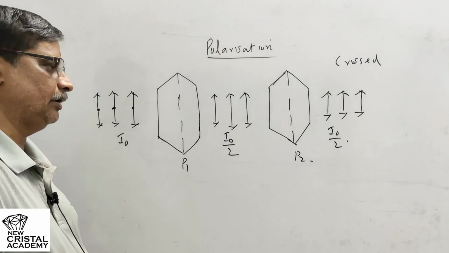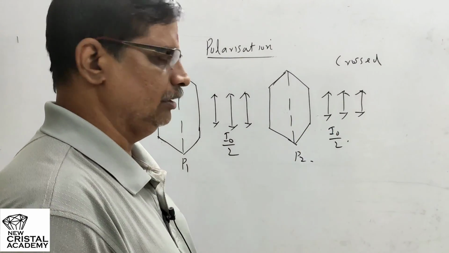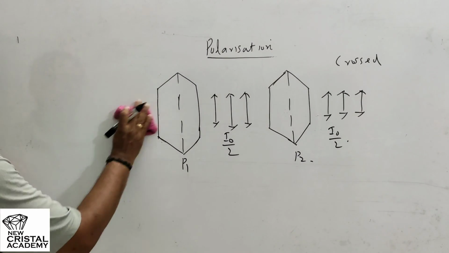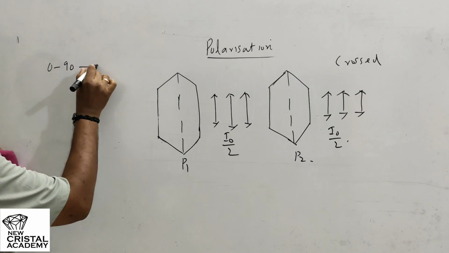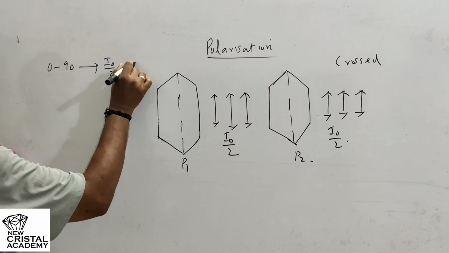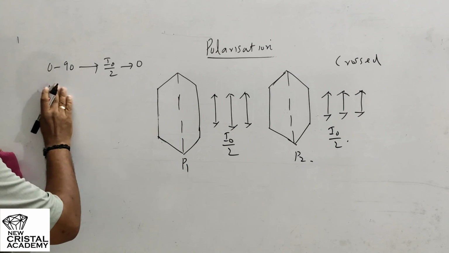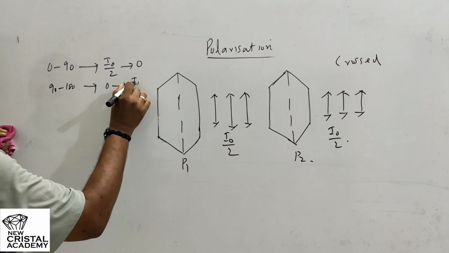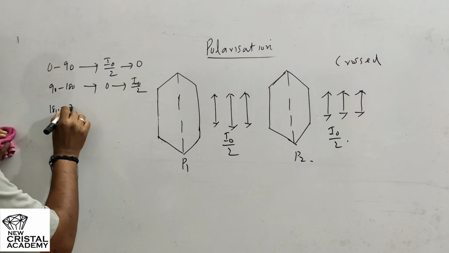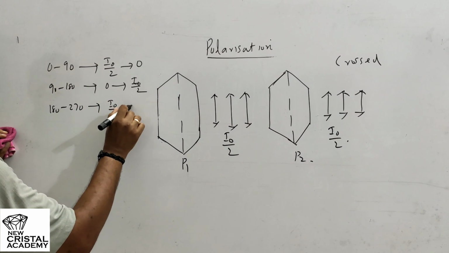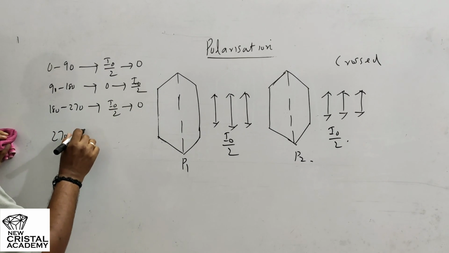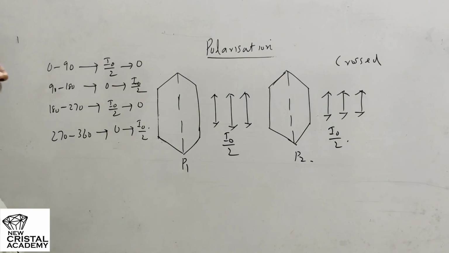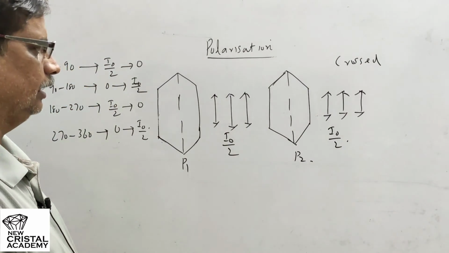Now if I rotate again from 90 degree to 180 degree, the intensity will change from 0 to I0 by 2. So let us write it here. 0 to 90, intensity varies from I0 by 2 to 0. Then 90 to 180, intensity varies from 0 to I0 by 2. Then 180 to 270, the intensity varies from I0 by 2 to 0. And finally from 270 to 360, the intensity varies between 0 and I0 by 2. So this is how the intensity varies when we rotate the crystal.